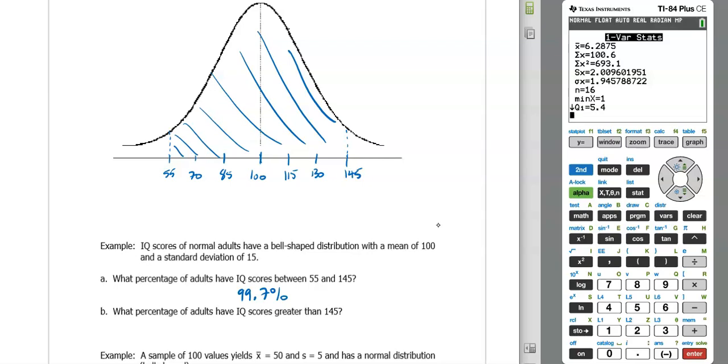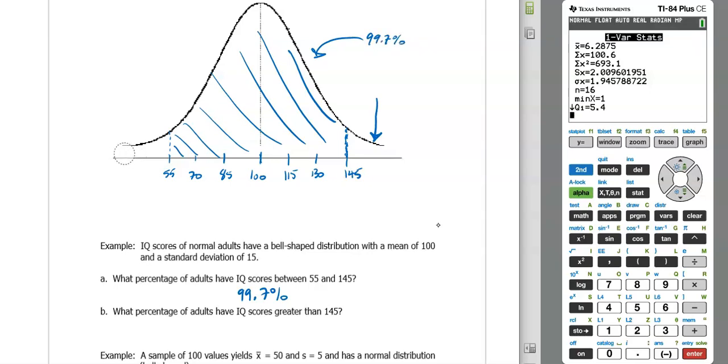And then I'm going to get rid of these markings because we're about to ask a different question. But for the next one, we can keep this same threshold, the 145, because we're answering this question: what percentage of adults have IQ scores greater than 145? So now we're looking at this little tail over here. Now keep in mind that the big bulk of data that's in the middle is 99.7% of the data.